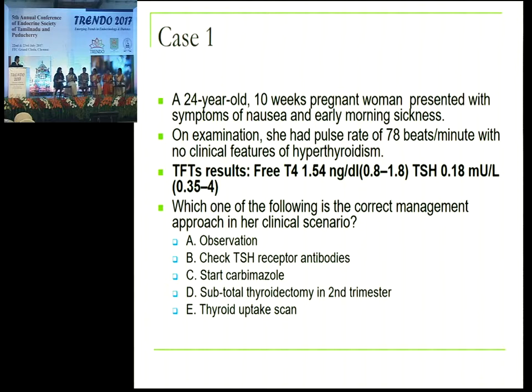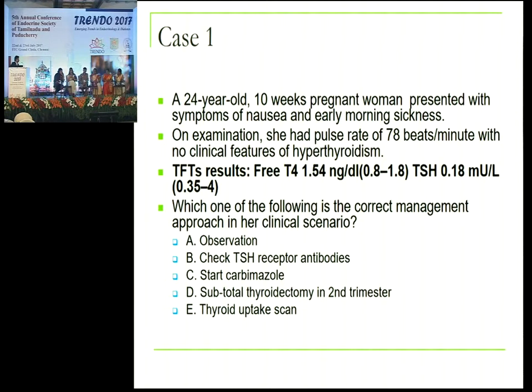Because it is a very, very common clinical scenario. As endocrinologists, we get most of the referrals from the gynecologists for this kind of scenario. So how to approach this kind of cases? Thank you. There are 2 things to consider here: one is the clinical picture and another is the thyroid function tests themselves.